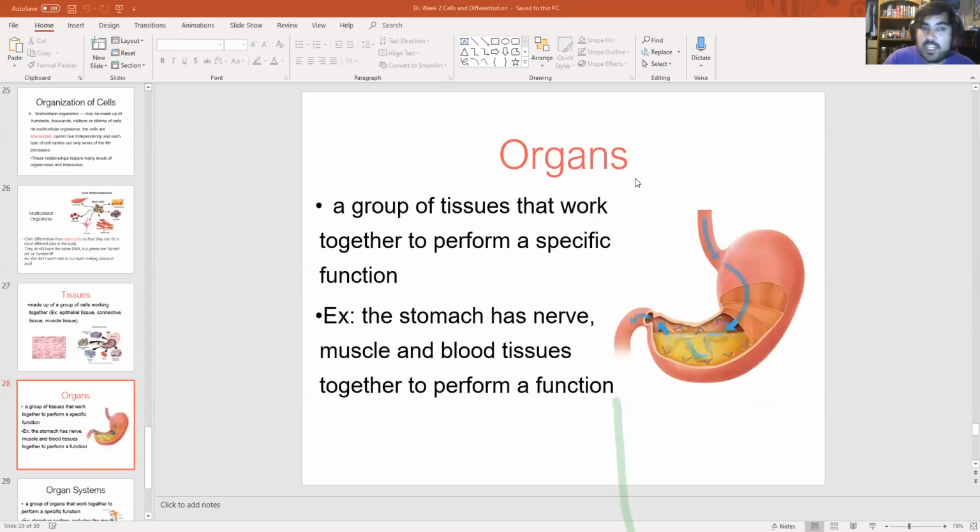Then you move up. You got organs, which are a group of tissues that work together to perform a specific function. So stomach has nerve, muscle, blood. All of these are working together to perform a function, right? And in the stomach, there's a bunch of different functions. Mostly it's to break down food so that you can eat it and get some wonderful nutrients so you can go about your day and do all of the schoolwork that you have to do, right? So organs are the next step. So it goes cells, then tissues, then organs.